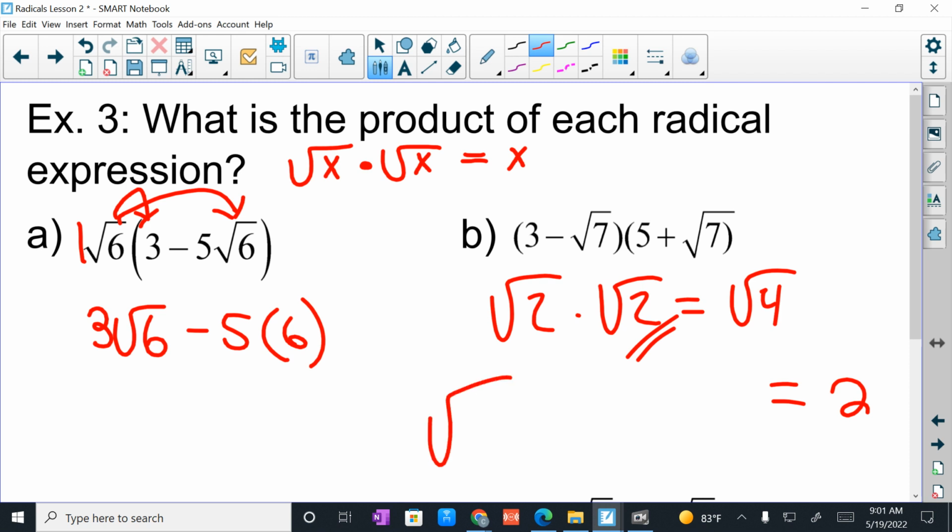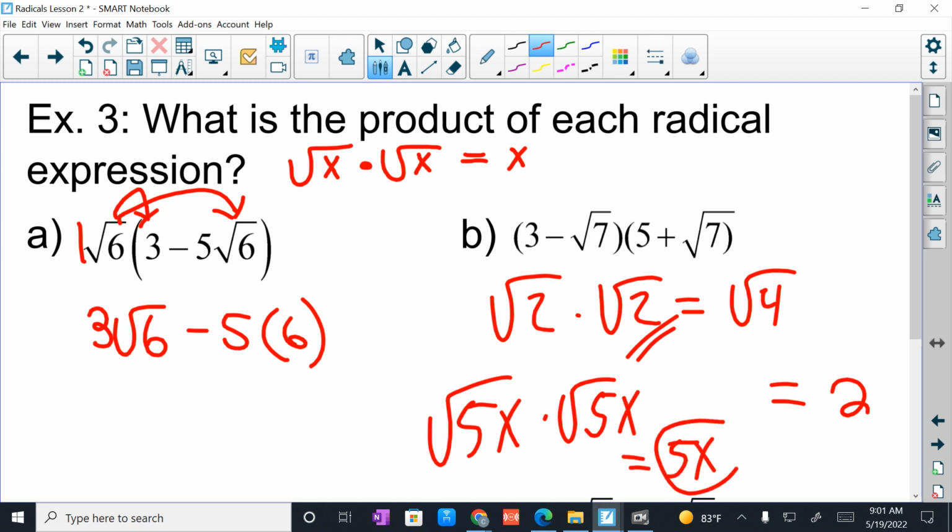Square root of 5x times square root of 5x is 5x. Square root of 1 billion times square root of 1 billion is 1 billion. The square root of a number times its exact self is always equal to the radicand. So I don't go through that big mess that I just went through with you. 6 times 6 is 36. The square root of 36 is 6. No. I say, square root of 6 and square root of 6, it's 6. Done. So now I have 3 square root of 6 minus 30. You guys picking up what I'm putting down here?